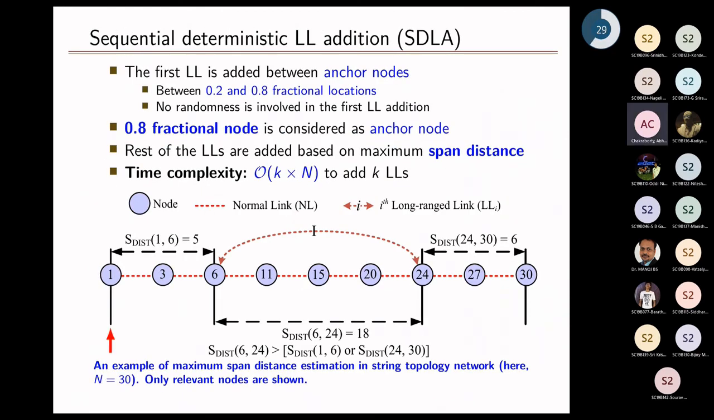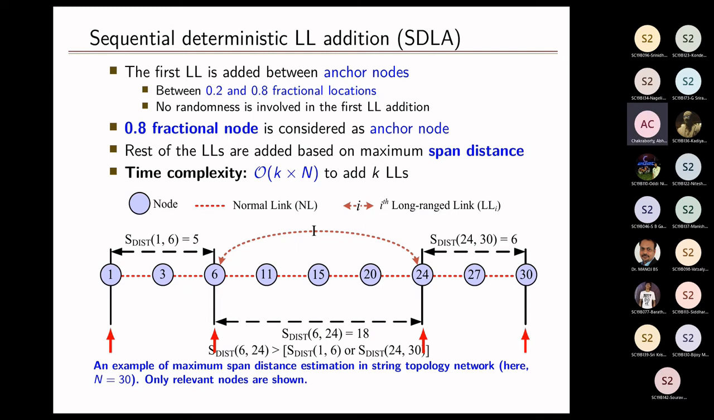So from here we start the span distance calculation. Going from here to the first slot, it is only 5. Then in between it is 18. And the third one is 6. So we have seen that after addition of the first long link between the anchor nodes, there are 3 segments with different span distances.